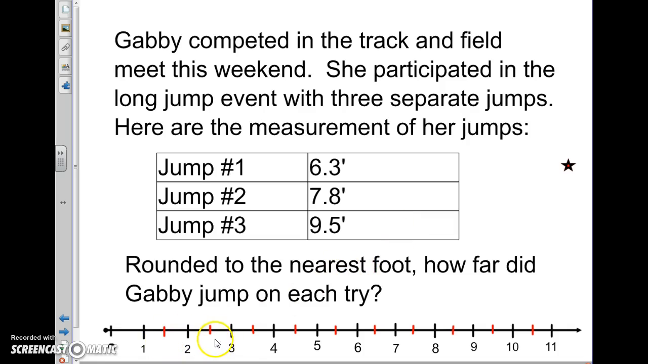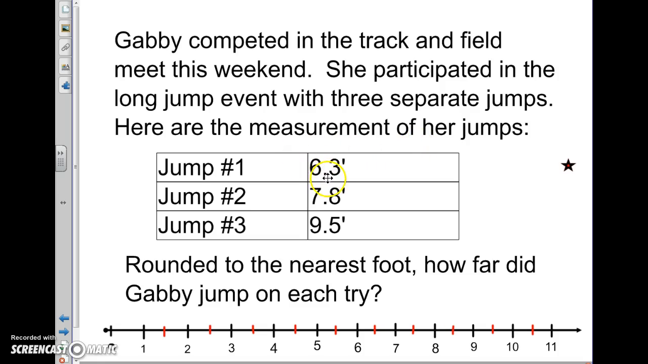And these red dashes symbolize half, or 0.5. So halfway in between 4 and 5 here we have a red dash. So right here would be 4.5. So we're going to round these decimals, and it's pretty much the same thing as when we're rounding whole numbers as far as how we do that.